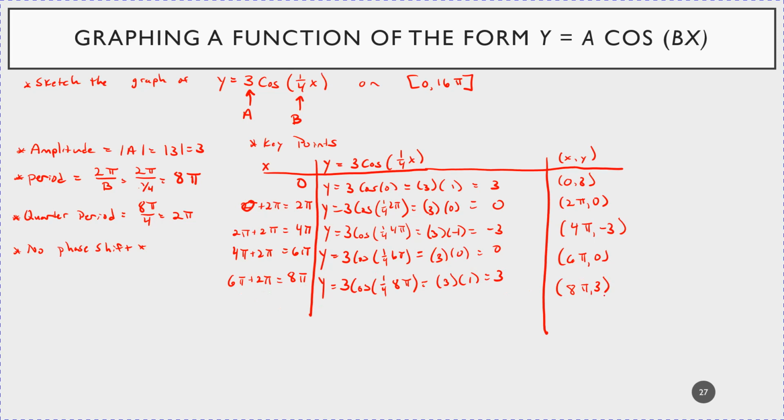All right, now remember, I wanted to go from 0 to 16 pi. So basically what's going on here is I'm asking you to graph 2 periods. So let's take these points here, and then you're going to see the pattern. Now I'm going to go to the next slide and show you what the graph looks like.